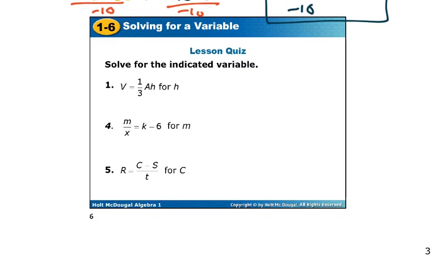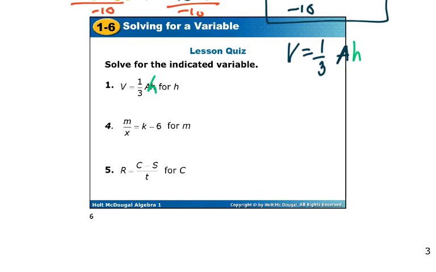We also have a little lesson quiz here. So we're going to take our time to rewrite these so that they are, in this case, H equals or M or C. So we're isolating those variables. So taking a look at the first one, notice we have a fraction, so I am going to multiply both sides of the fraction by that opposite variable. So I'll rewrite it over here so I have more work space.